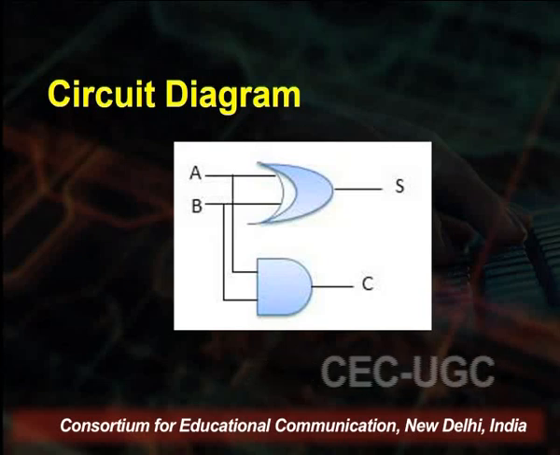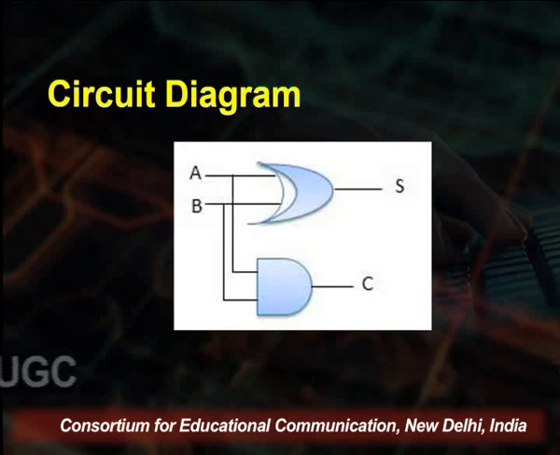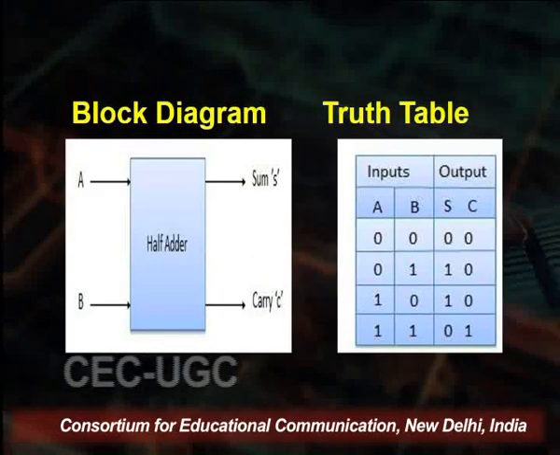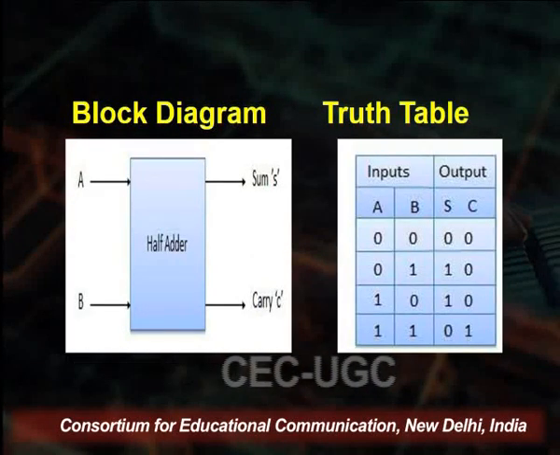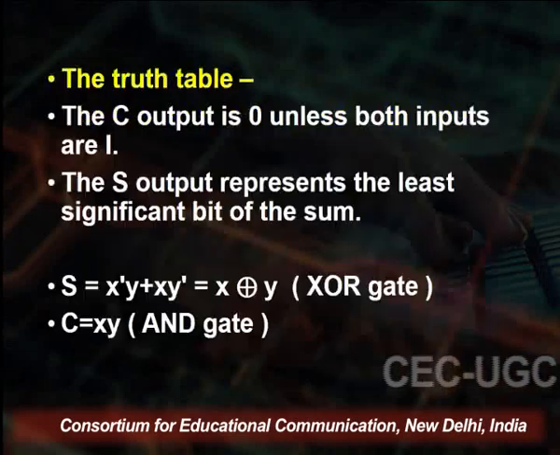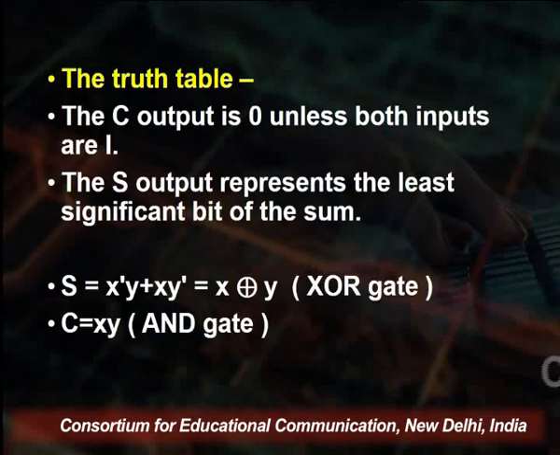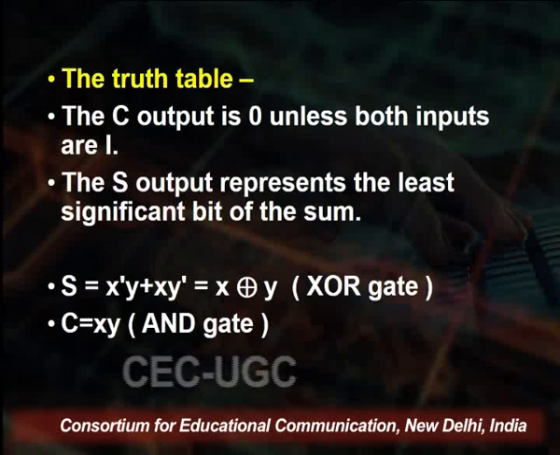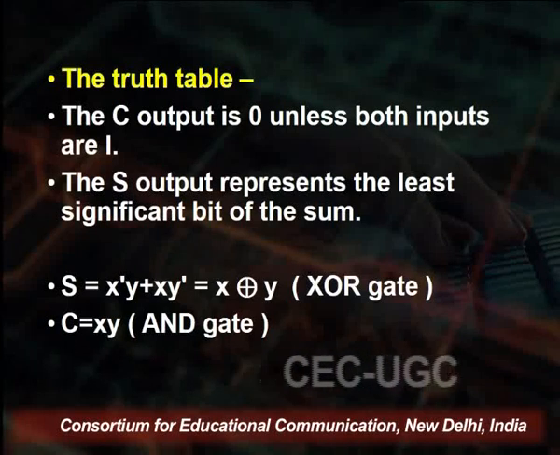Let's look at the first equation that we get out of the sum: x'y + xy', because we have a 0, 1, 1, 0 in the column of sum. So I'm getting back there. S is x'y + xy', which can also be represented by an XOR gate, because that's the output an XOR gate gives us.